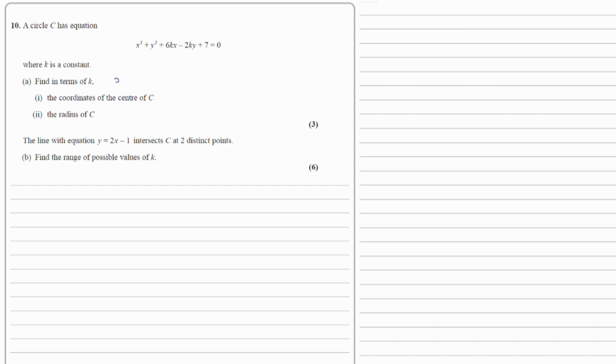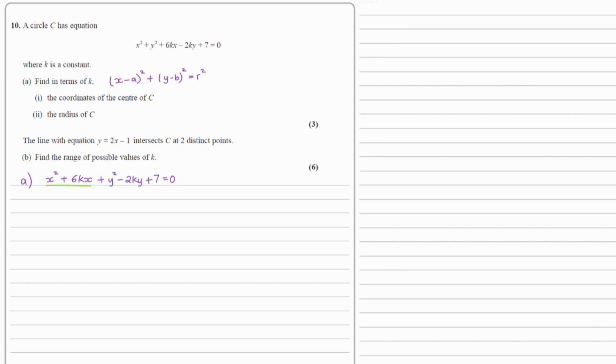So we know that the circle equation should always be in this form. And using this, we can easily find the center and radius. So for part A, we are first going to put the equation in that form by first writing all the x terms next to each other. So we've got x squared plus 6kx, and then we've got the y terms, which are y squared minus 2ky. Now we've got the number term, which is plus 7, and this is equal to 0.